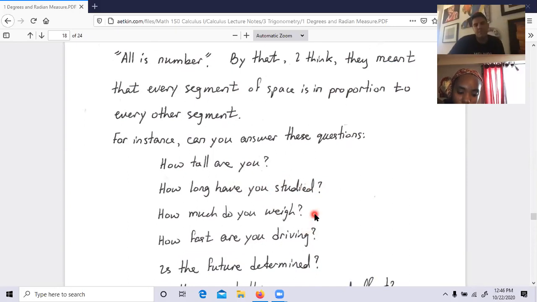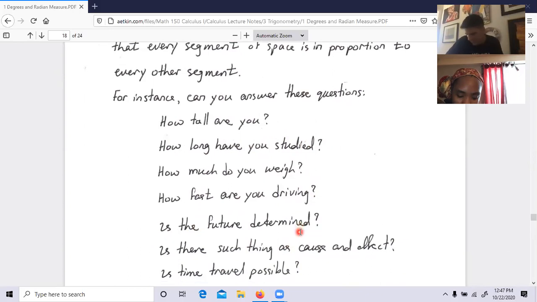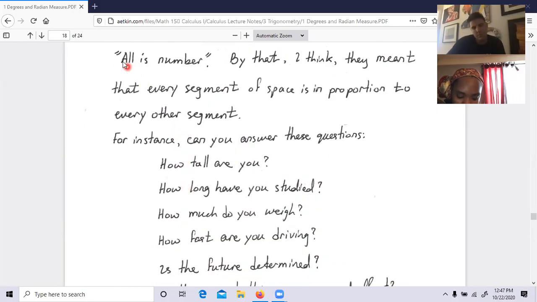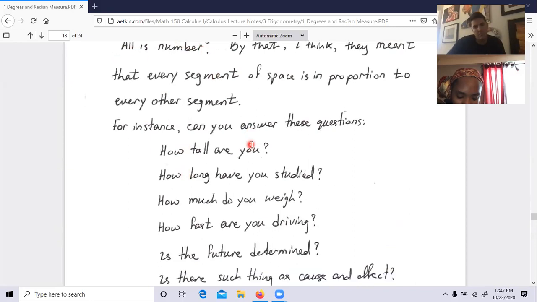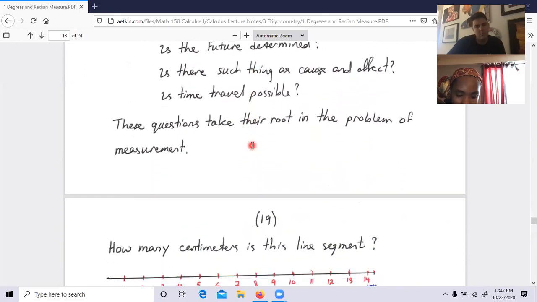And then if you're in the car, how fast are you driving? How much do you weigh? And if you don't like those questions, here is another. Is the future determined? Is there such a thing as cause and effect? Is time travel possible? Those are all related questions at the end of the day to the statement all is number. And these questions take their root in the problem of measurement.